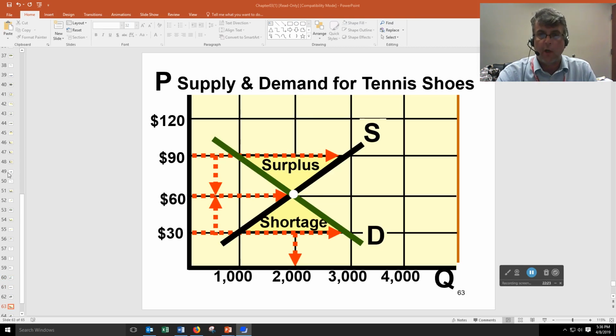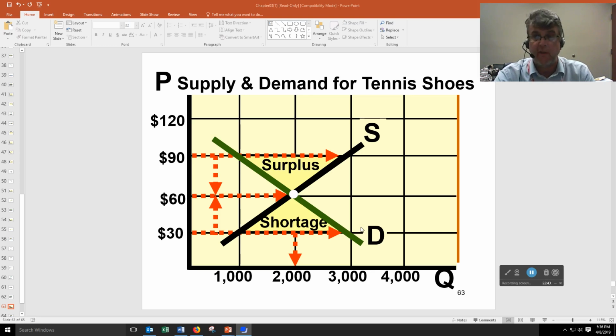The equilibrium occurs where supply, always upward sloping and to the right, if you ever get confused, remember the word supply has the word up in it. Supply is the upward sloping curve. D stands for demand, and it also stands for downward. So demand is the downward sloping curve.